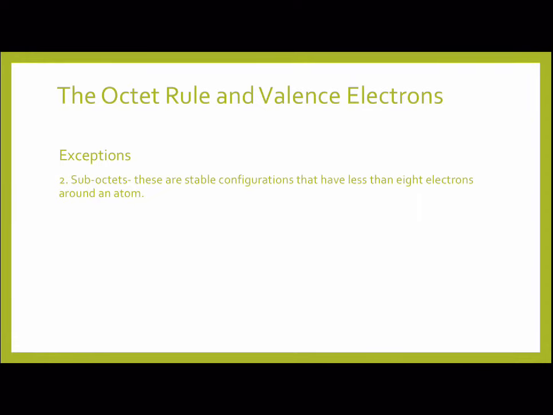So our second exception is suboctets. These are stable configurations that have less than 8 electrons around an atom. So our example is BH3. Boron has 3 valence electrons. Hydrogen has 1, but we have 3 hydrogens. So we have a total of 6 valence electrons.